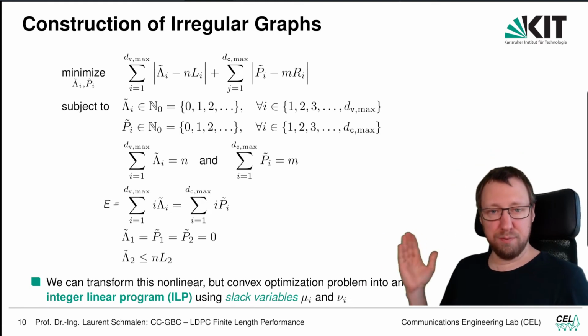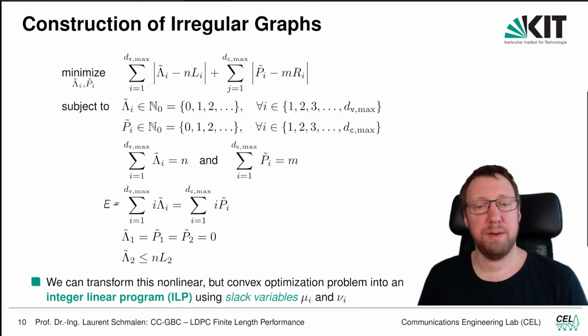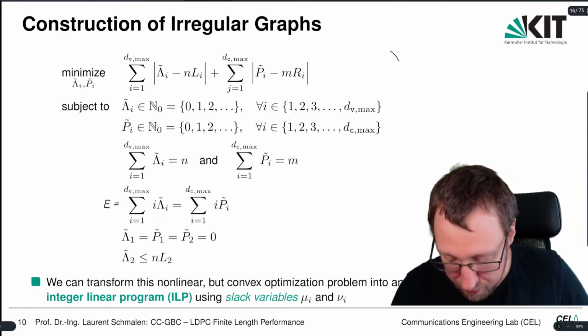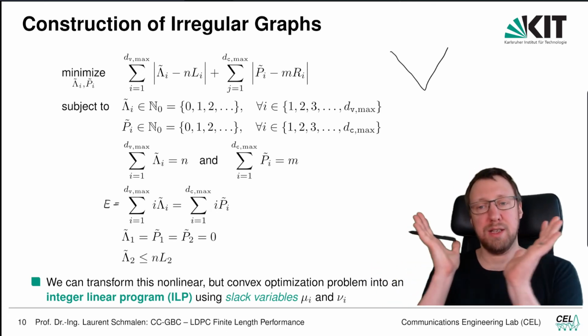This is our optimization problem, and this is not a linear optimization problem, but a convex optimization problem. It's convex because the absolute value looks like this. So this is the function, the absolute value function. That's a convex function.